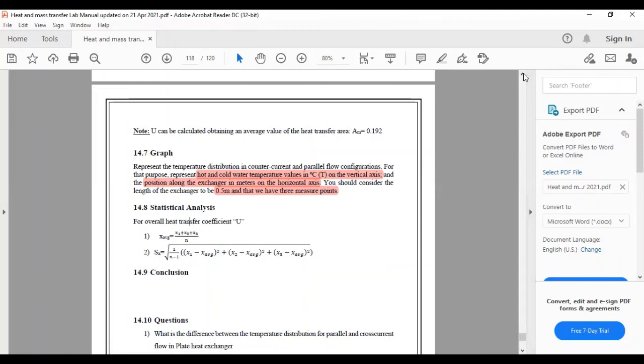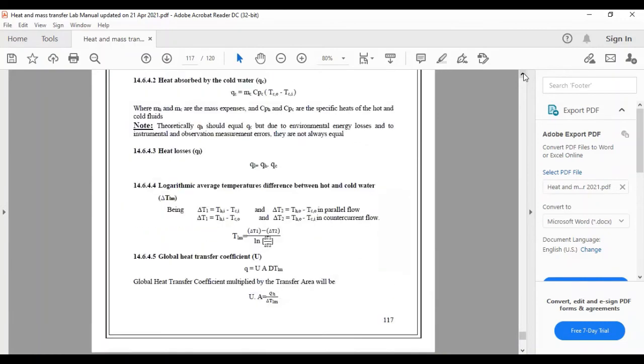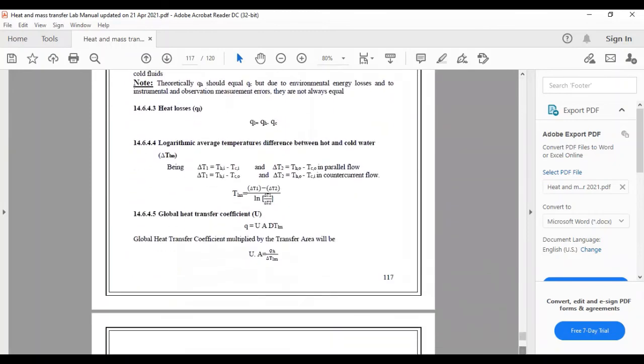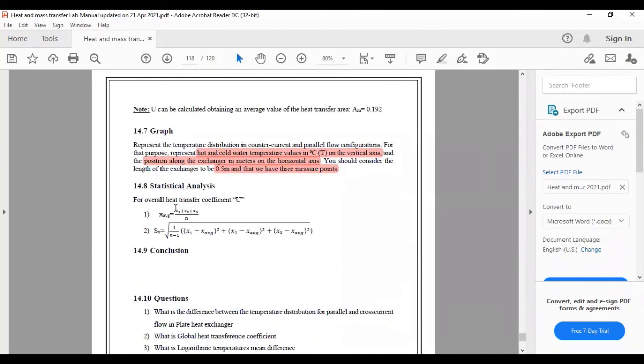Finally, the statistical analysis. We have 4 sets of readings, and we will get 4 values of U, the global heat transfer coefficient. Ideally these values should be the same, but actually they will not be. So we will take their average, that is U1 plus U2 plus U3 plus U4 over 4. Here x1 represents U1, x2 represents U2, x3 represents U3, and U4 will also be included, divided by n, the number of observations. These are 4 here, so we will get the average value of U.